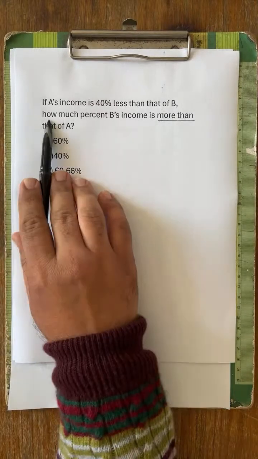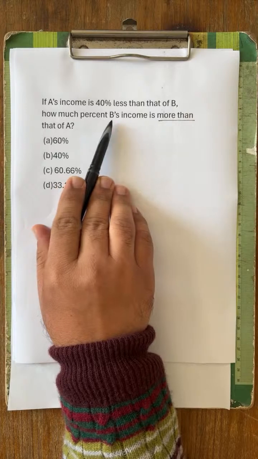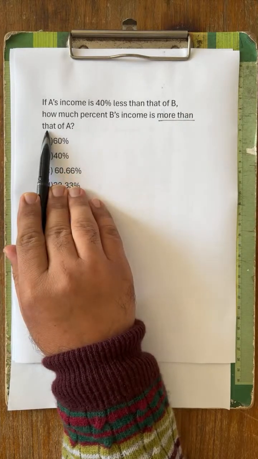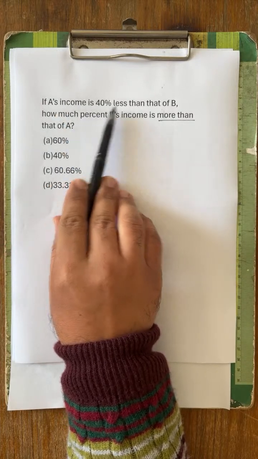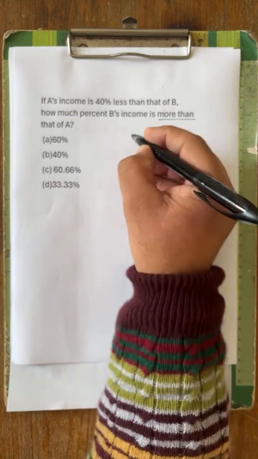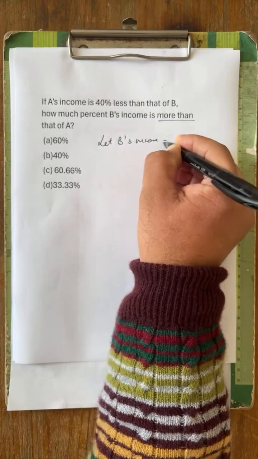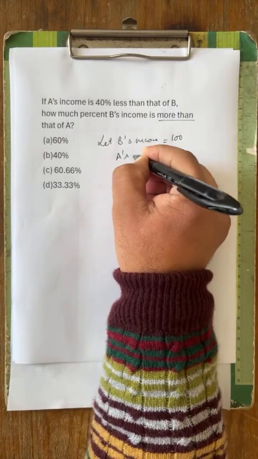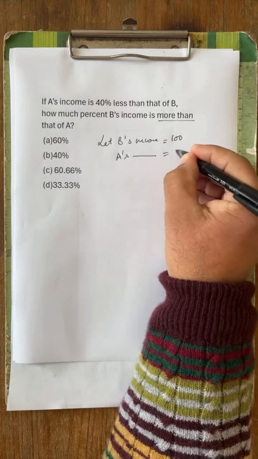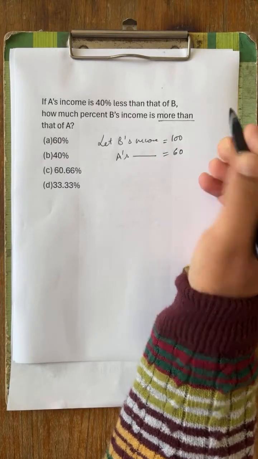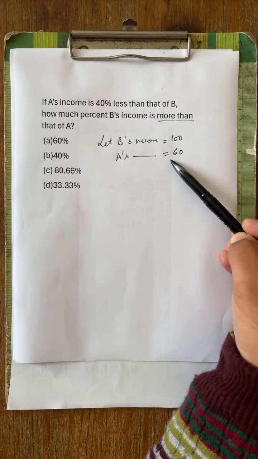Now if A's income is 40% less than that of B, how much percent B's income is more than A? Now this is a very important question. A's income is 40% less than B. So let us suppose B's income is 100, then A's income will be 40% less. That means A's income will be 60. 40% of 100 is 40, so 100 minus 40 is 60.